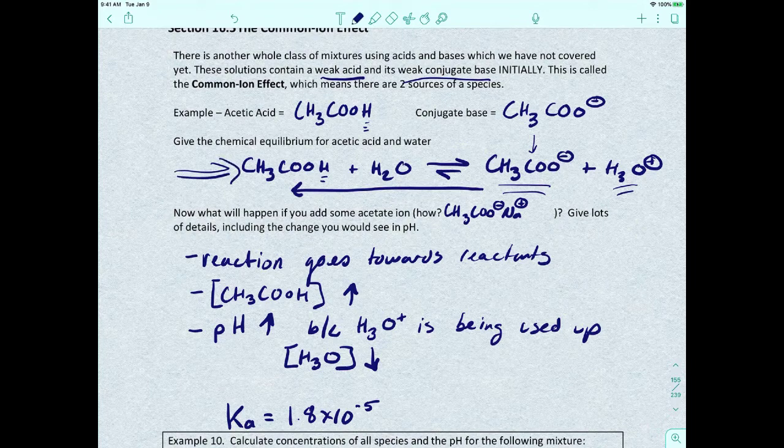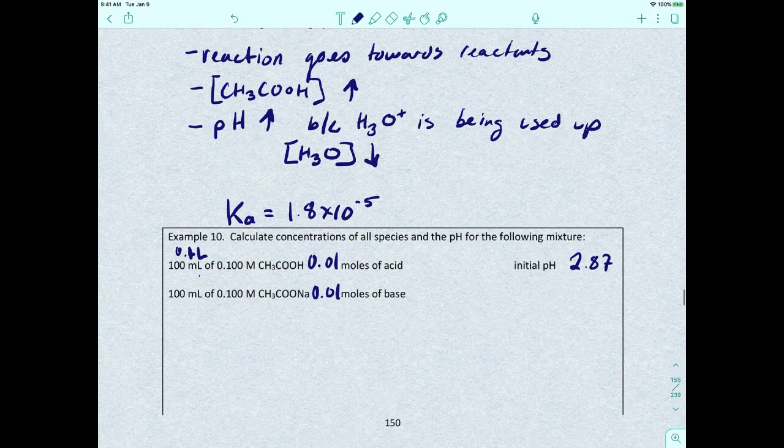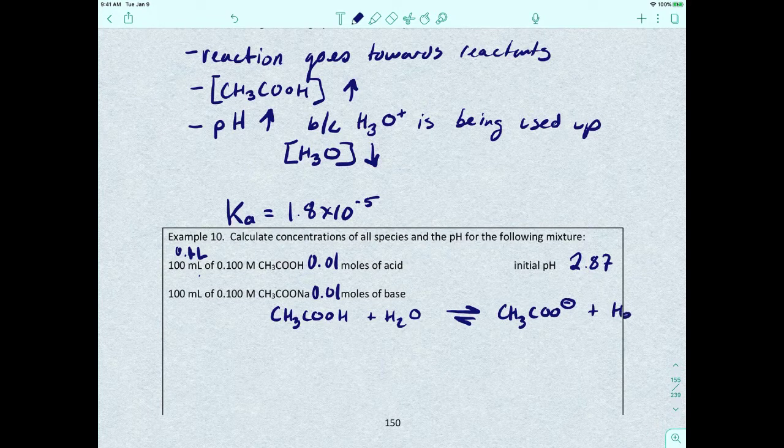So we're going to set this up using the chemical equilibrium with acetic acid. Let me get that equation out there. CH3COOH plus water is an equilibrium, and you form acetate ion, CH3COO minus, and hydronium ion.